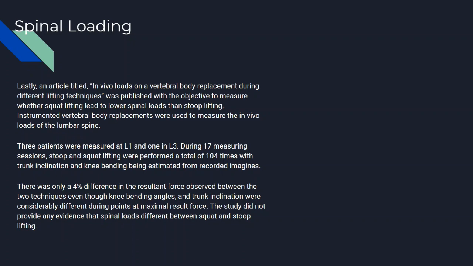There was only a 4% difference in the resultant force observed between the two techniques, even though knee bending angles and trunk inclination were considerably different at points of maximal resultant force. The study did not provide any evidence that spinal loads differ between squat and stoop lifting.